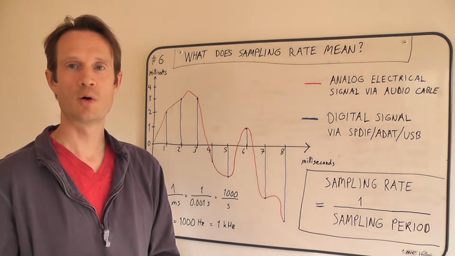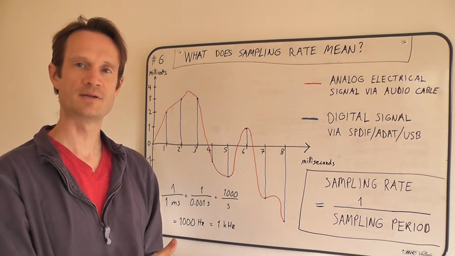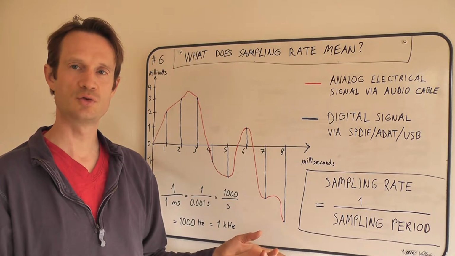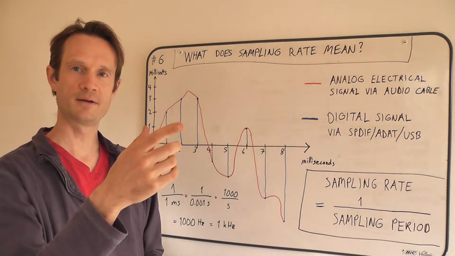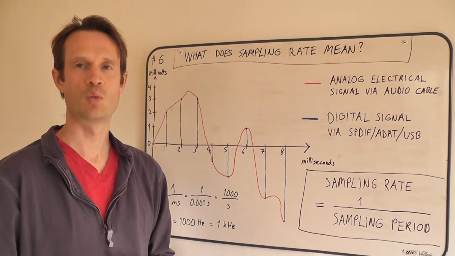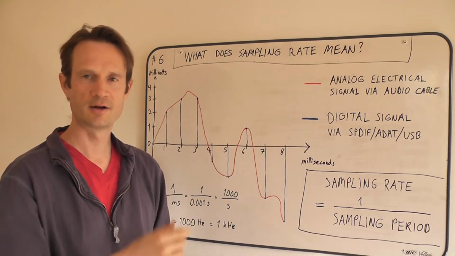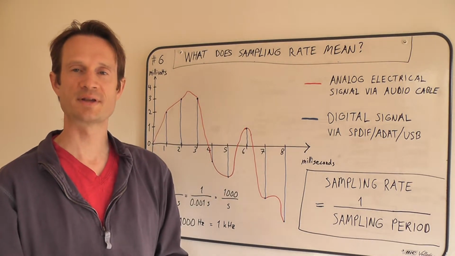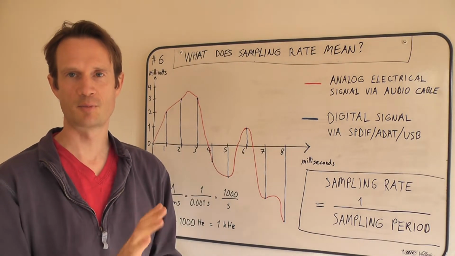Well, if you want to know what that means in terms of the sampling period, all you have to do is calculate 1 over 44.1 kilohertz. I did it on a calculator just before, and it comes out to 22.7 microseconds, approximately.